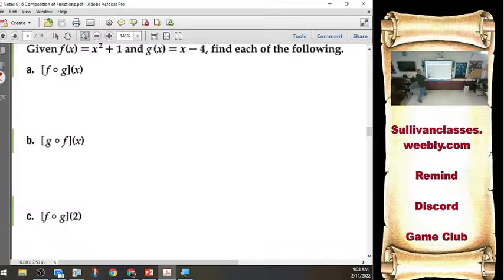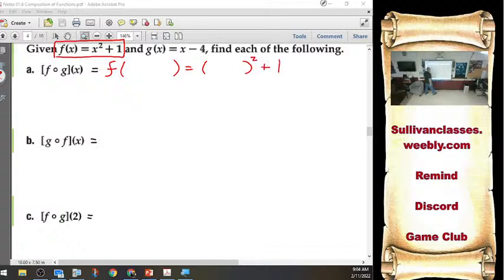So, if f is this stuff, then f's purpose is to take something and square it, then add 1. That is the f rule. So if I'm saying f of g, I'm plugging g into f. So if I have f of g of x, the entire g of x rule goes in.